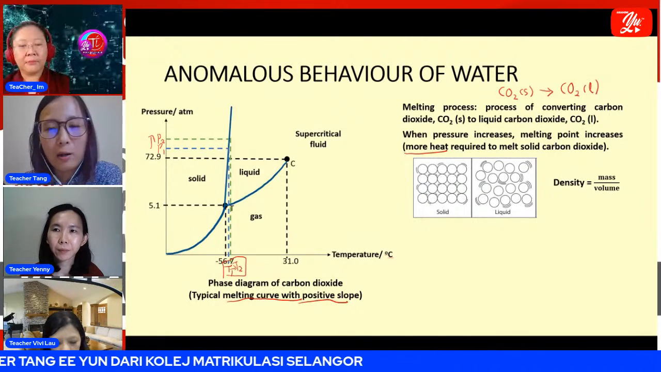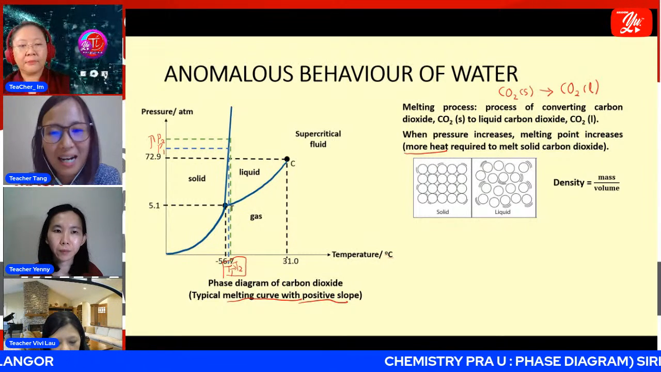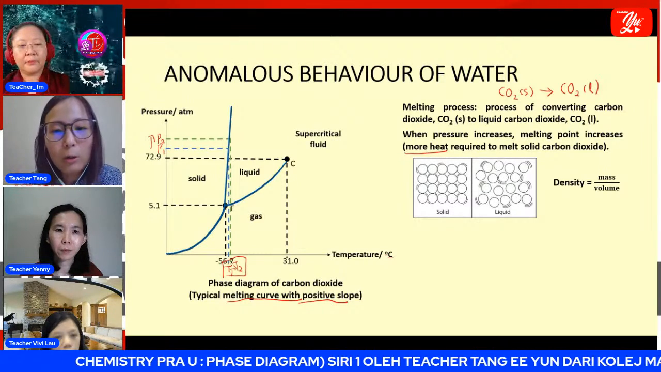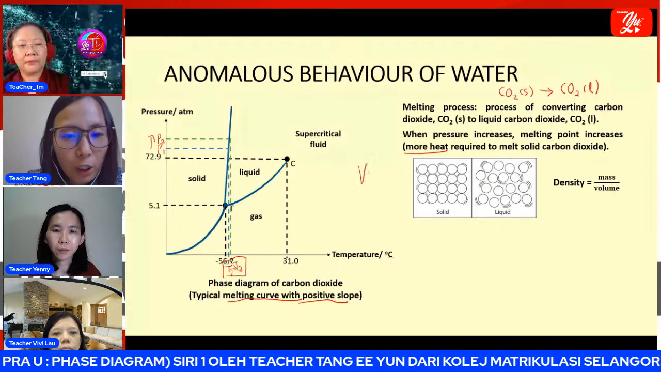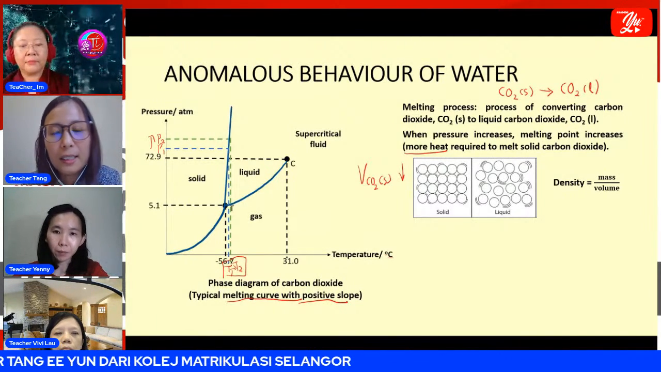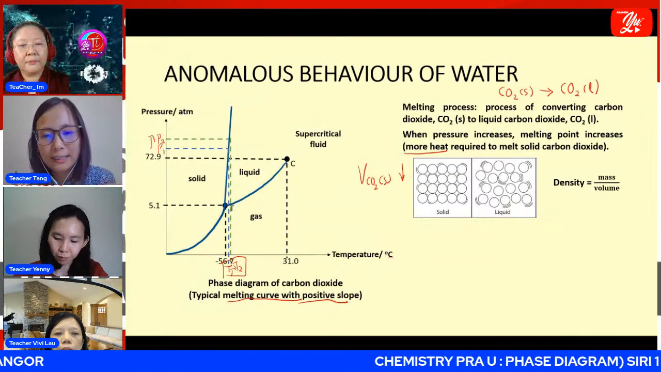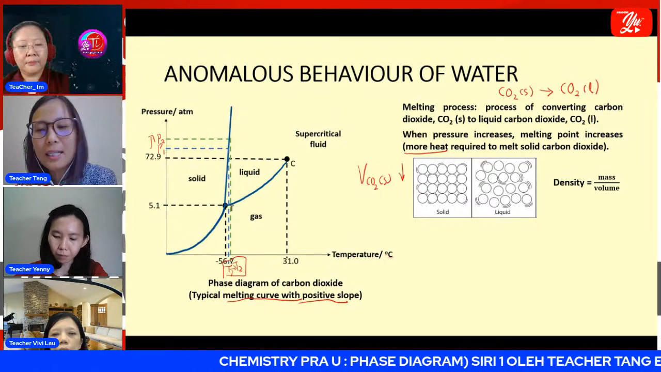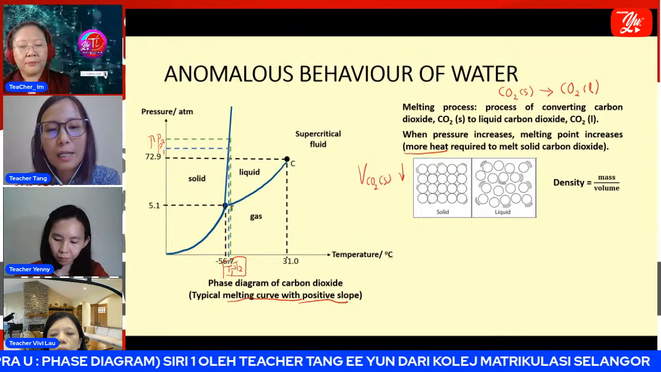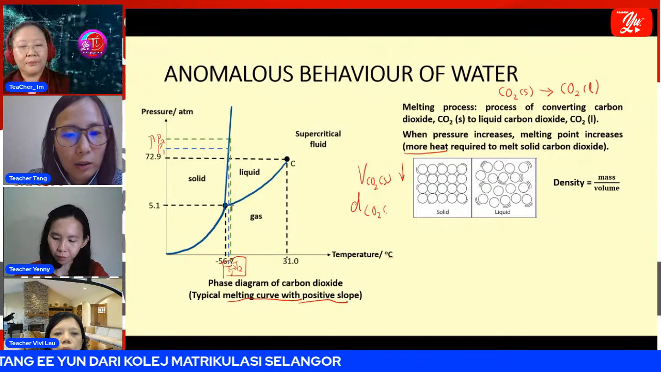So why? We shall look at the particle arrangement in solid and liquid carbon dioxide. For solid carbon dioxide, we know that the particles in the solid state are more closely packed. So the volume of solid carbon dioxide will be smaller. We know that density is equal to mass over volume. So when the volume of solid carbon dioxide is lower, the density of solid carbon dioxide will be larger.